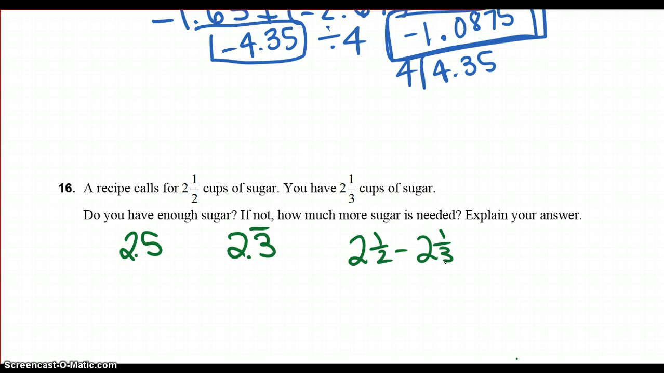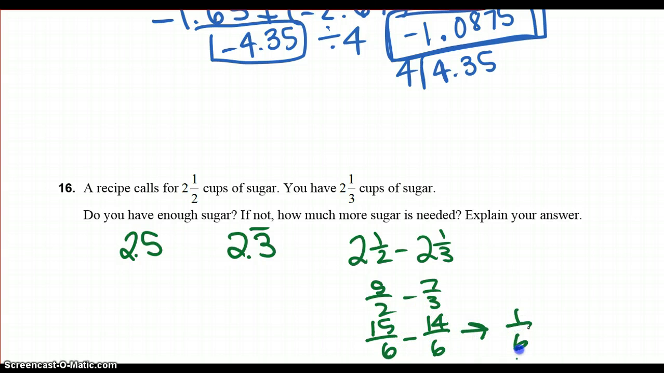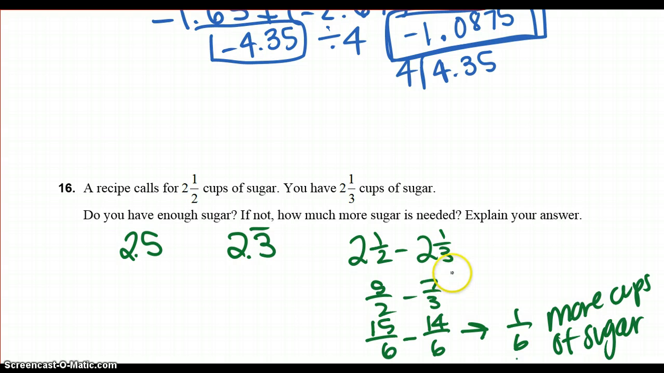Okay, so if you change these into improper fractions, you get 5 over 2 minus 7 over 3. Finding a common denominator becomes 15 over 6 minus 14 over 6, which leaves me with 1 over 6. So I need 1/6 more cups of sugar. Okay, I found that common denominator by multiplying this by 3 and multiplying this by 2.